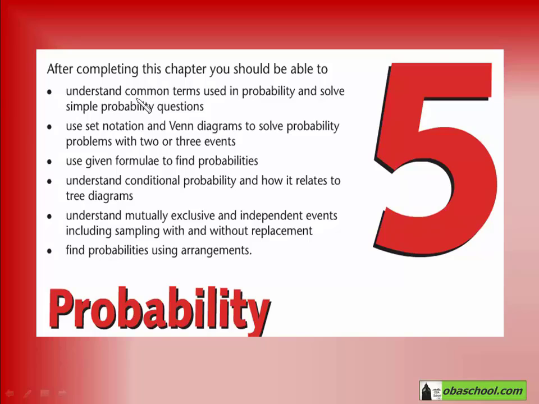We will understand common terms used in probability and solve simple probability questions. Also, we will use set notation and Venn diagrams in order to solve probability problems with 2 or 3 events. We will learn how to use formulas and relations between events to find their probabilities. Before we start the discussion of these objectives, and before solving problems about probability, we will explain some examples that we will use in probability problems.